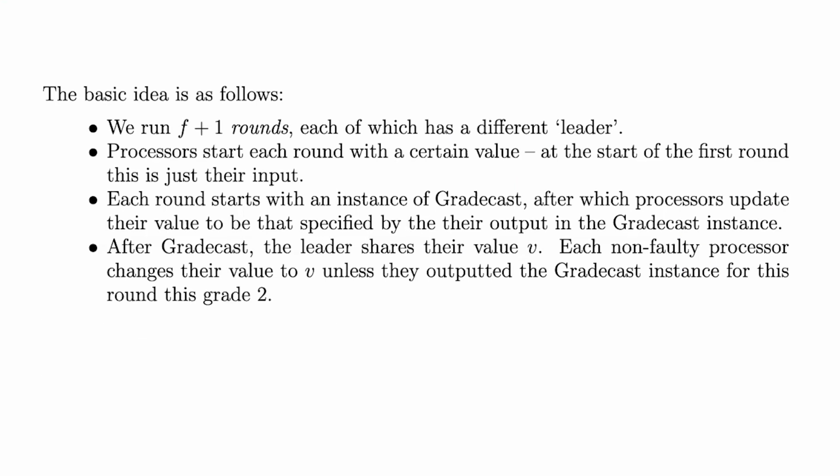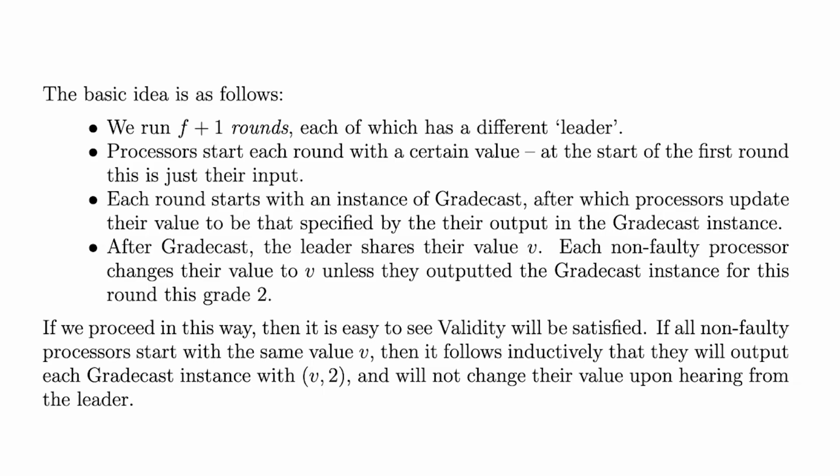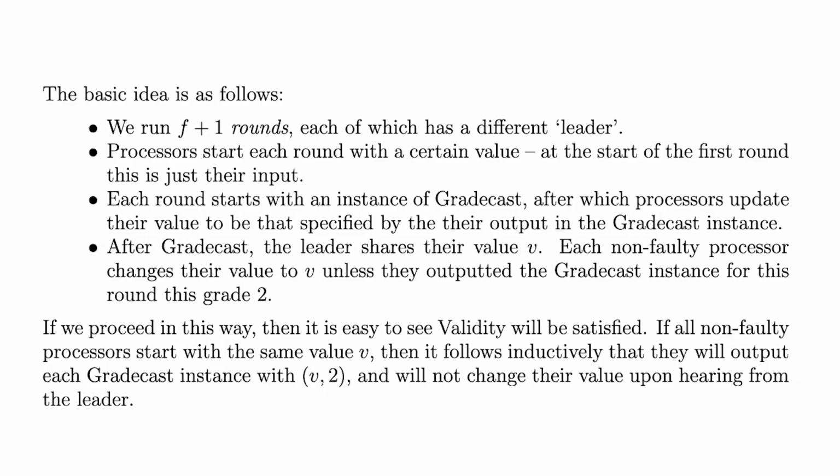Okay, so if we proceed in that way, first of all, it's easy to see that validity is going to be satisfied. Imagine everyone starts off with the same value. When you run grade cast, they all end up with that same value and with grade 2, which means they just ignore the leader all the time. You only update your value to the leader's value if you didn't output grade cast with grade 2. So everyone starts with the same value, you run grade cast, you end up with the same value, grade 2, you ignore the leader, take that value into the next round, and so on. So no one ever changes their value. Okay, so it's clear that validity is going to be satisfied.